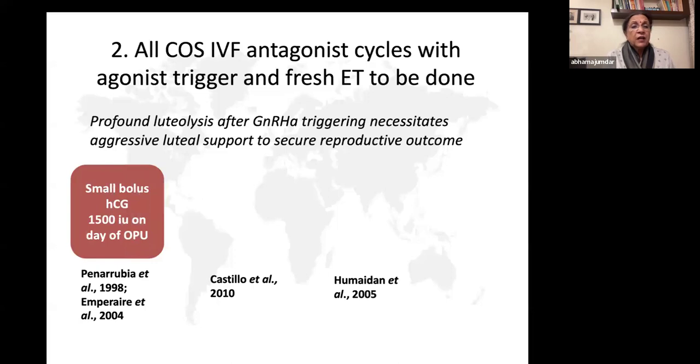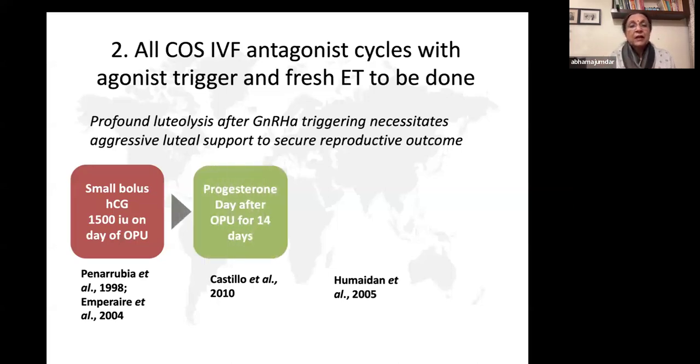And what does this consist of? In addition to estrogen and progesterone, which I was talking about, a small bolus of HCG is important. It can be given on the day of OPU, or it can be given 1 day later, or it can be given in 3 divided doses of 500 on the day of OPU, 500 the next day, and 500. So within 48 hours, we've given small boluses of HCG, which will support the corpus luteum through 6 or 7 days when the embryo implantation happens.